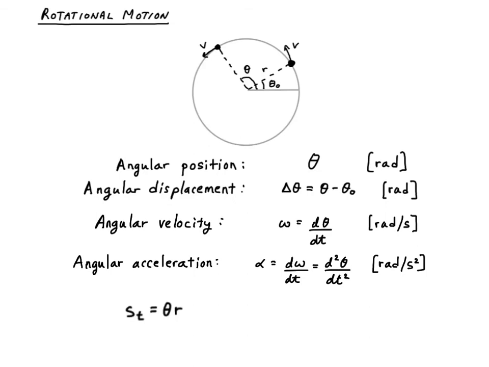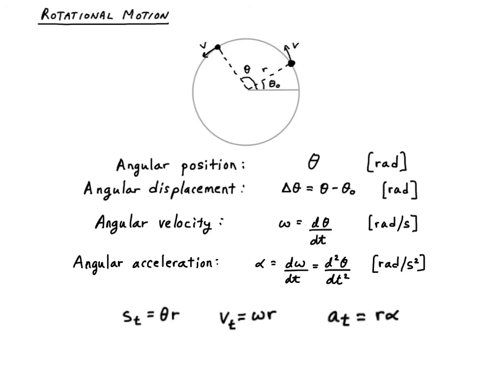Now we can take the derivative of both sides of this equation to get the tangential velocity, that is, the velocity along the circle. And so we have v sub t equals omega r. Finally, for the tangential acceleration, we would have a sub t equals r alpha. That's the tangential acceleration equals the radius times the angular acceleration. Now remember, s sub t, v sub t, and a sub t are the displacement, velocity, and acceleration along the circle. That is the tangential motion.